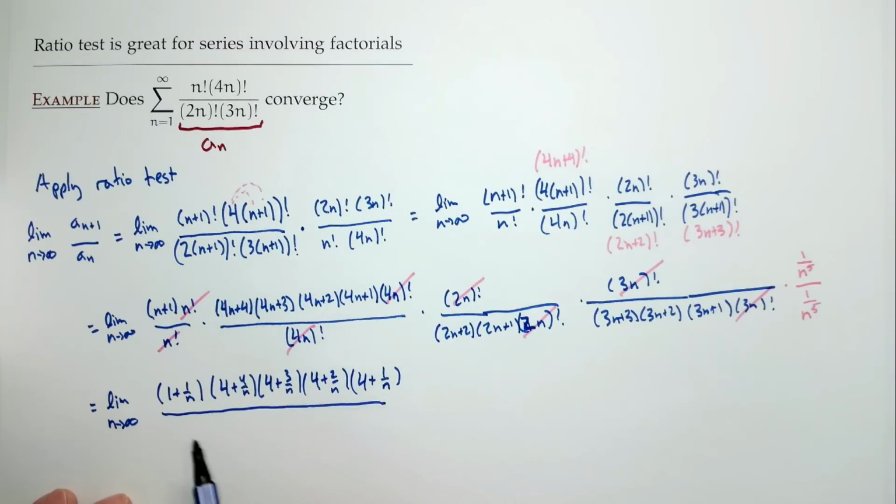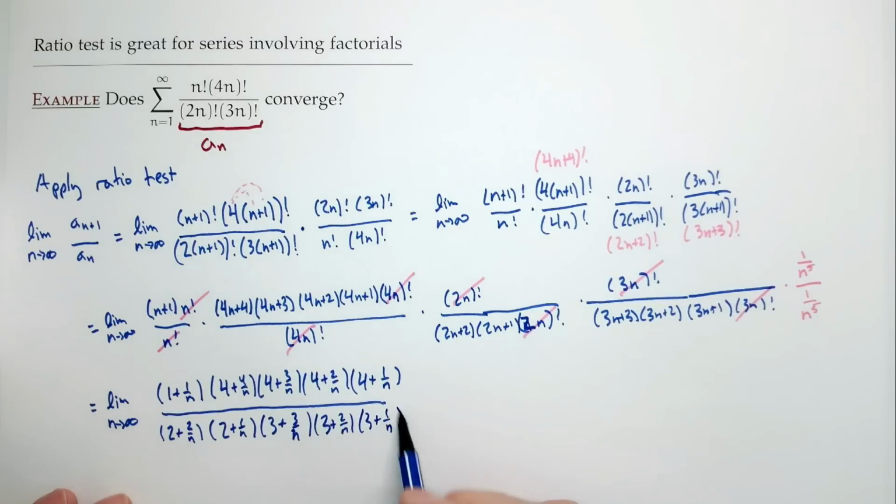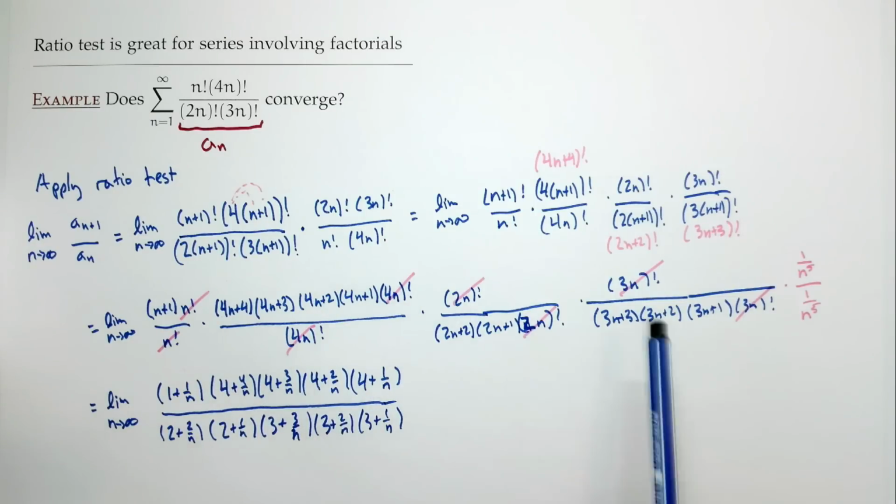Downstairs, we're going to get 2 plus 2 over n. And then 2 plus 1 over n. And then 3 plus 3 over n. 3 plus 2 over n. And 3 plus 1 over n. Okay? So I took each one of the 5 terms and I divided it by n. Because there were 5 terms on top and 5 terms on the bottom, that's the same.